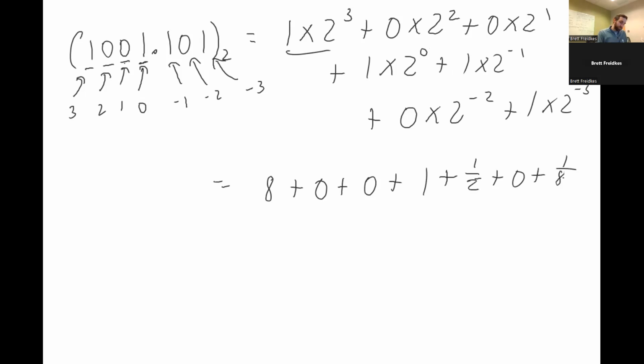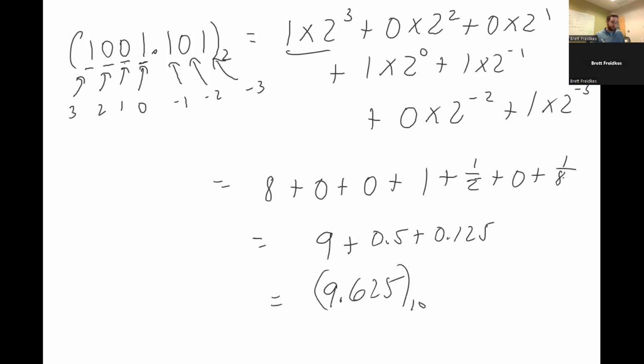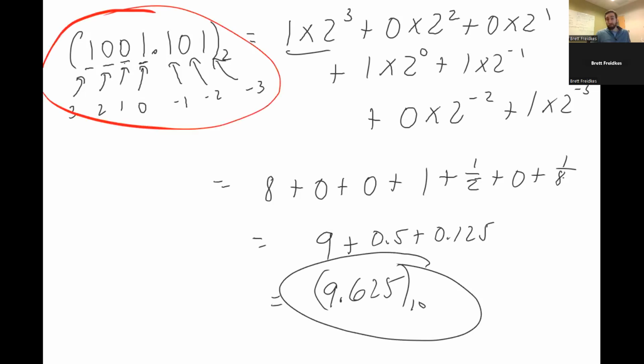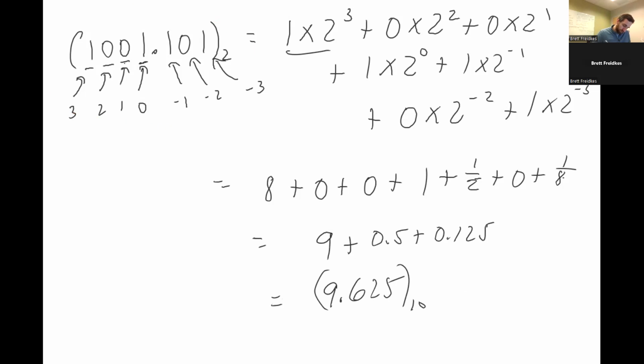Plus 1/8. So our whole number part will be 9 plus 1/2, which is 0.5, plus 1/8, which is 0.125. This is 9.625. So again, English, Spanish, they're equivalent, but written out in different ways. So that's how we go from base 2 to base 10.